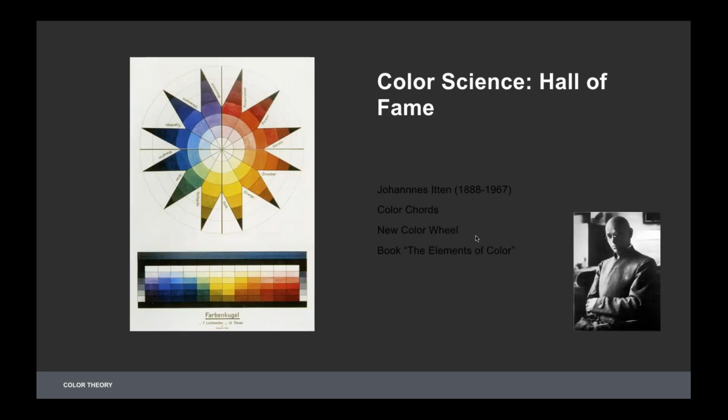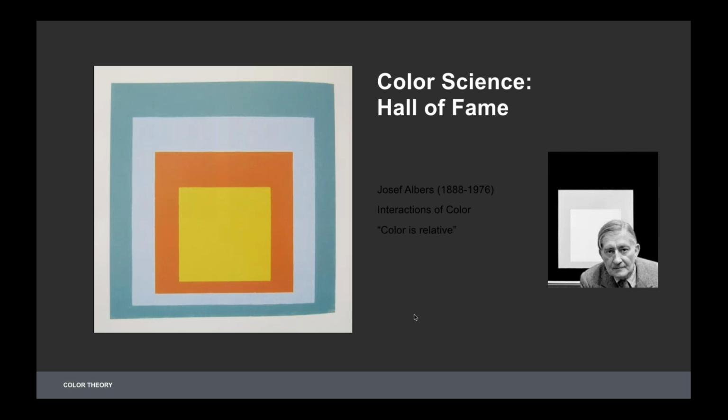And then here's Johannes Itten, our friend from the quote in the beginning. He wrote a book called The Elements of Color, created a new color wheel. He believed in color chords, that color palettes work together. And one of his students was Josef Albers, who looked at colors and said they look different based on what's nearby them. So he created many paintings like this where he experimented with the same color yellow and a different color on the outside, and it really does change the effect, the way it looks.